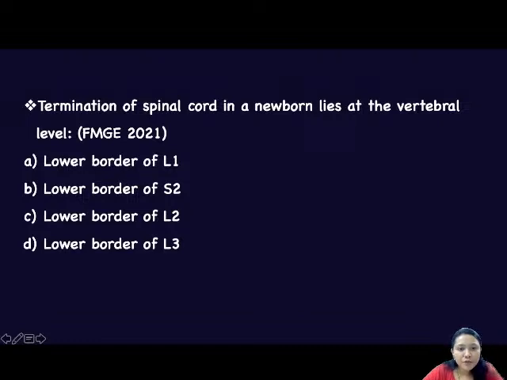Now the termination of spinal cord in a newborn lies at the vertebral level of. अभी हमने एक image देखा है जिसमें I already told you about the adult extension of spinal cord. Now what is the extension of spinal cord in newborn? Out of all of this, they have given the lower border of L1, S2, L2 and L3. So anybody in the chat who wants to answer this? A very easy and repeated question. Termination of spinal cord in a newborn lies at the vertebral level of. Just now we have studied.